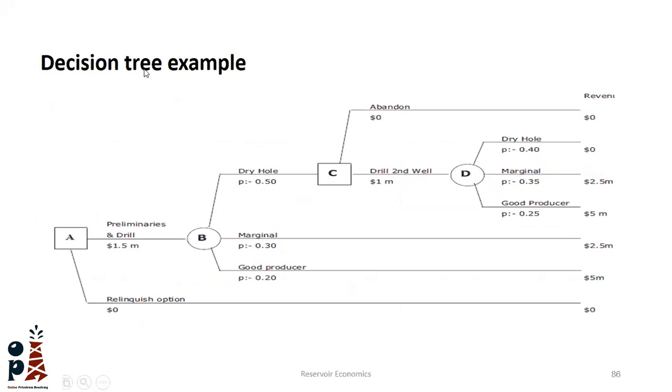Another way to display your risk analysis is what's called a decision tree. This is mainly used by G&G people to evaluate the prospect and the probability of getting a dry well. So this is all about petroleum economics and agreements.